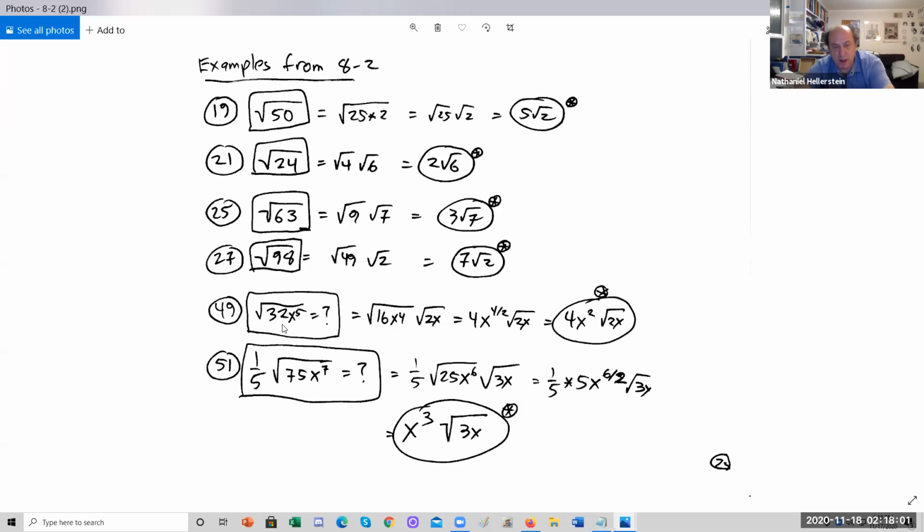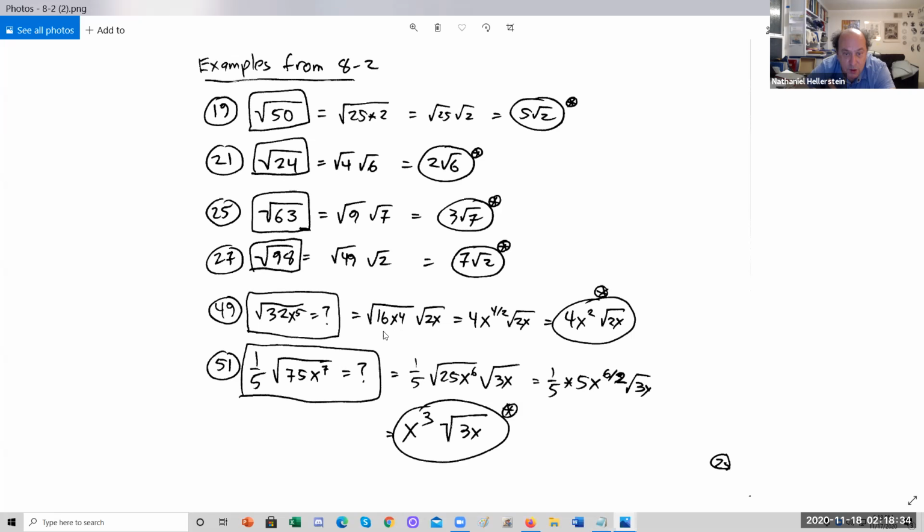Now here we have something a little more complicated. Root of 32x to the 5th. Now 32 is 2 to the 5th power. 2, 4, 8, 16, 32. So there's 2 to the 5th. And you want an even power. So the largest even power below 32 is 16. It's 2 to the 4th. 32 is 16 times 2. For x to the 5th, the largest square power factor of x to the 5th is x to the 4th, an even power. x to the 4th times x.